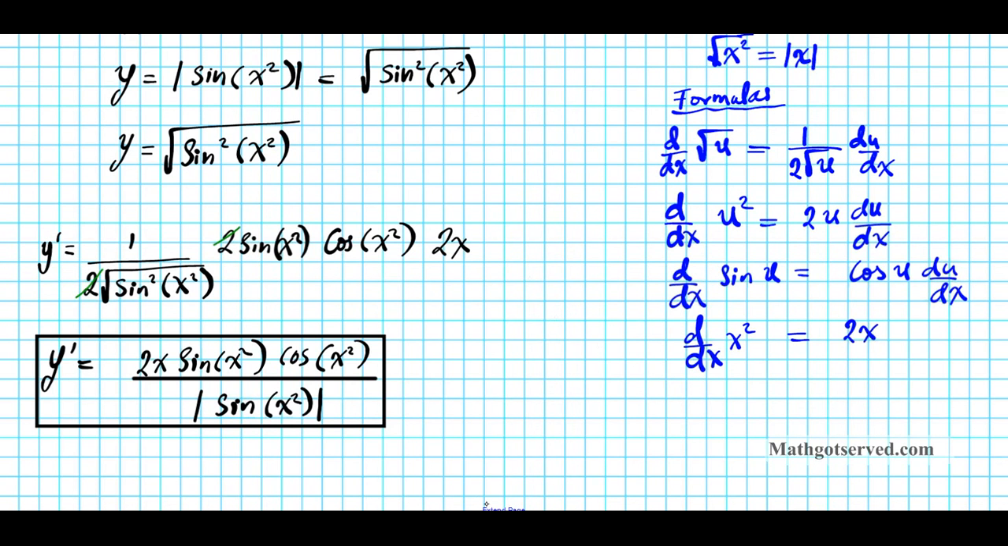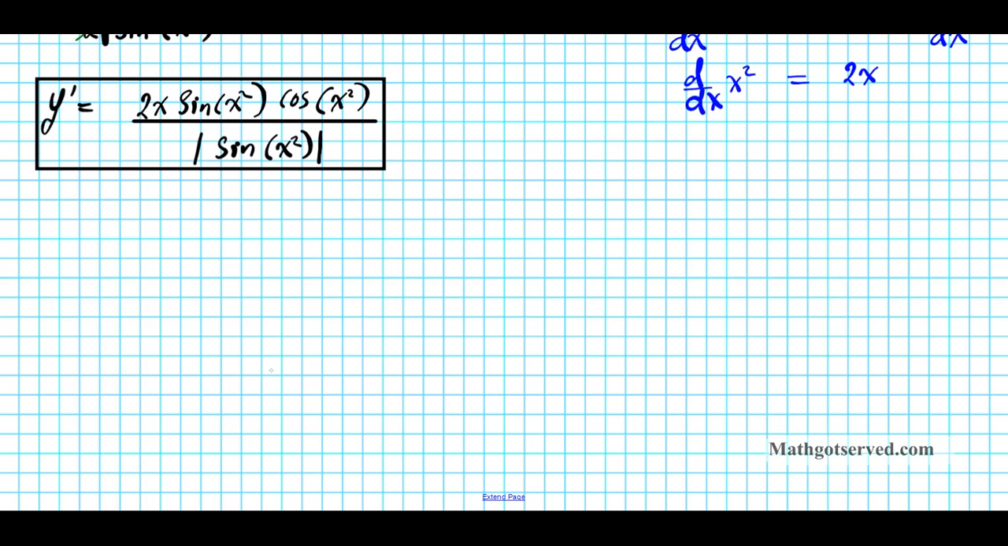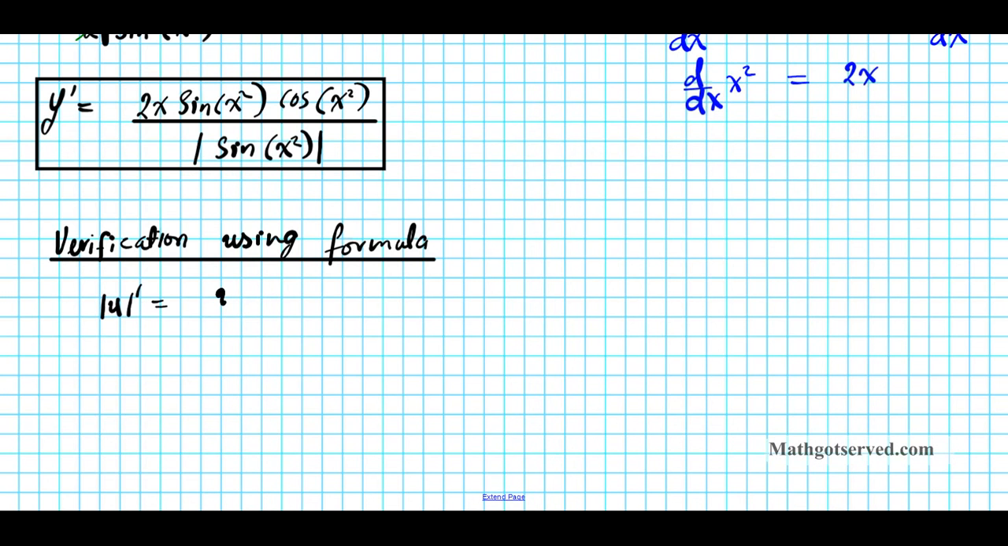So for method 2, we're going to be using the formula. So let's go ahead and write that down. So this is verification using formula. And the formula that we're talking about here is the derivative of the absolute value of u is equal to u times u prime over the absolute value of u. So that's the formula.